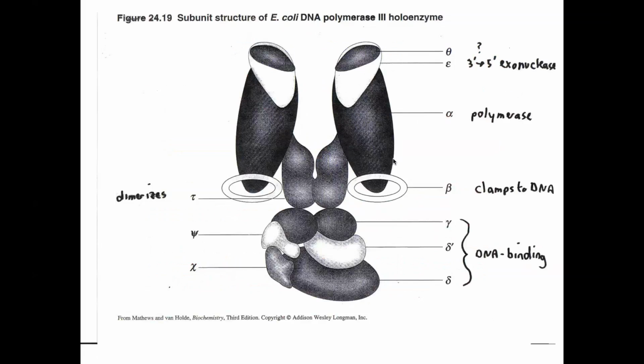Okay, so once the beta clamp feeds those template strands to this alpha subunit, it's the alpha subunit that has the 5' to 3' polymerase activity. And that's true here. There's two alpha subunits, so you can synthesize off of two template strands simultaneously. In addition to that, you have this epsilon subunit associated with the alpha subunit, and it's that epsilon subunit that has the error correcting activity, the 3' to 5' exonuclease.